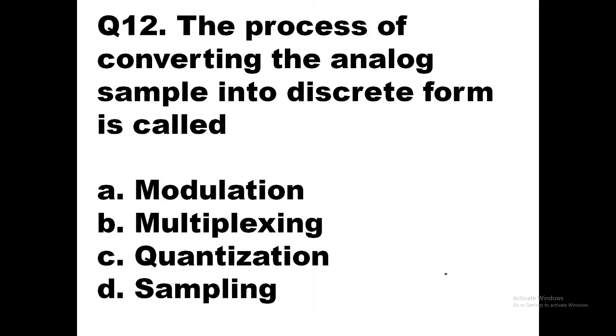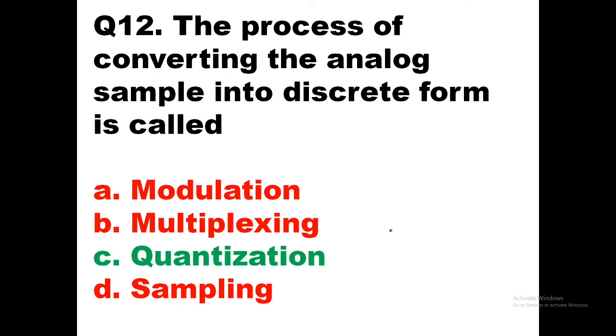Okay, then we'll go to question number 12. The process of converting the analog sample into discrete form. The sample is already there, and as I've showed you earlier also, if you want to convert it into digital value, you have to use levels of quantization, and that is the quantization process. So here the option would be option C, that is quantization. The process of converting the analog sample into discrete form is called quantization. Then we'll go to the next question.